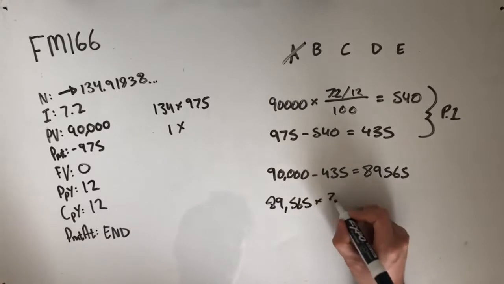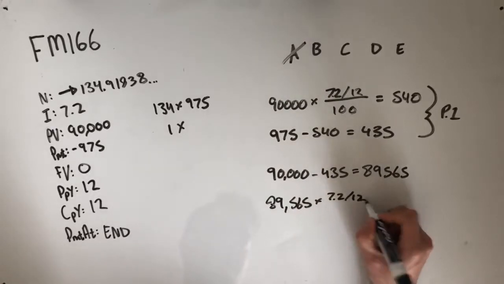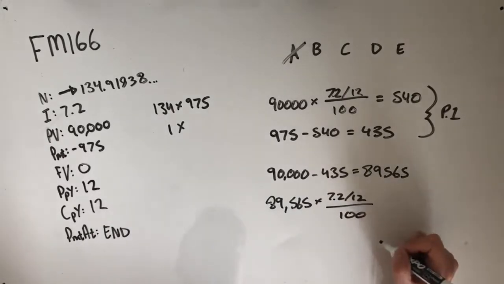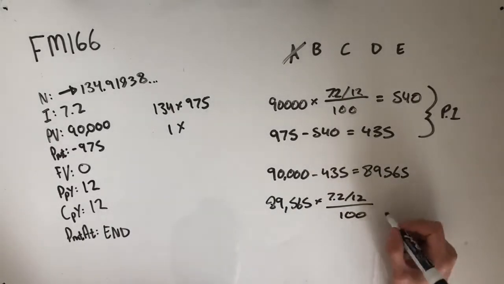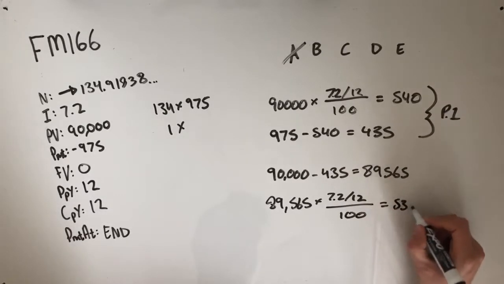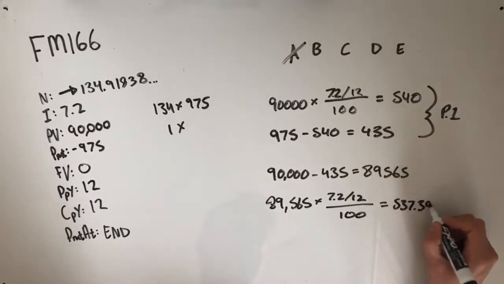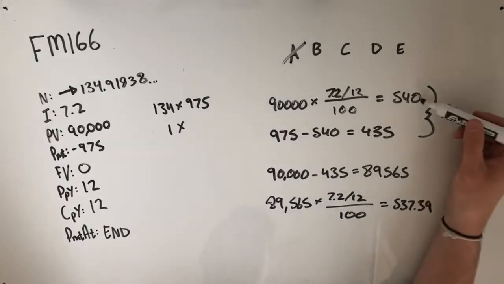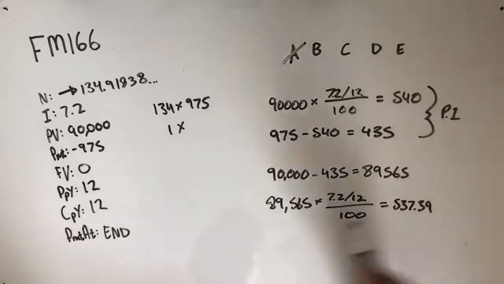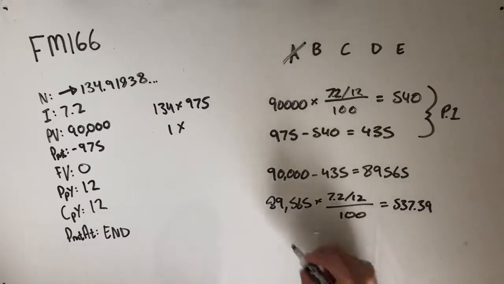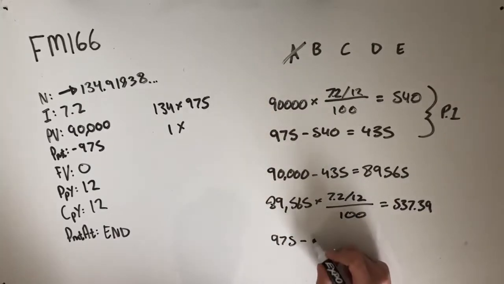$89,565 times 7.2 divided by 12 to take it into a monthly percentage, all over 100 to change those percentages into decimal values. That is going to equal $537.39. So now we've got $537 owed to interest. You'll notice that we have less owed to interest than before because the value of our loan is less, which means that we're going to have more to pay towards reducing the value of our loan.